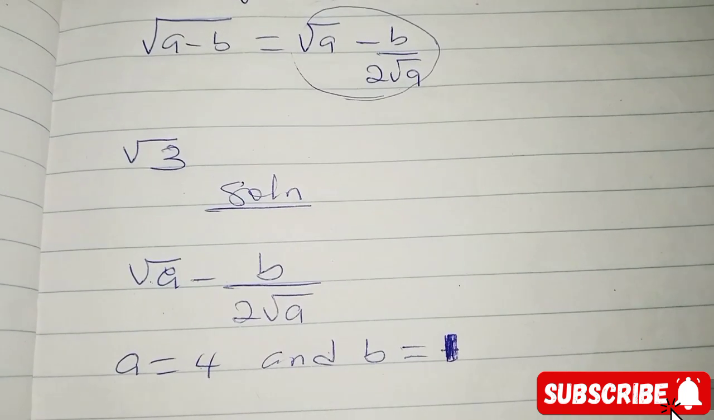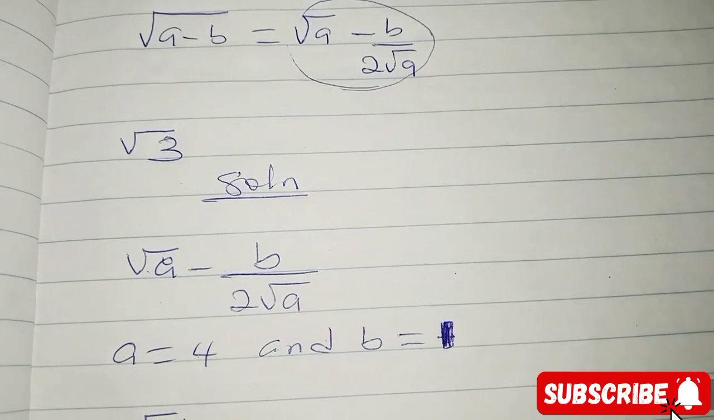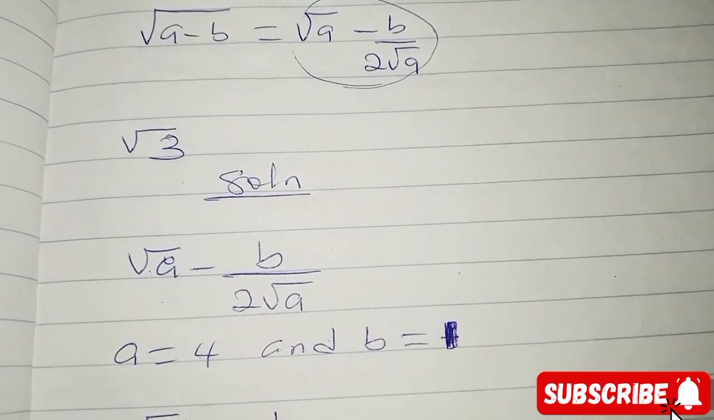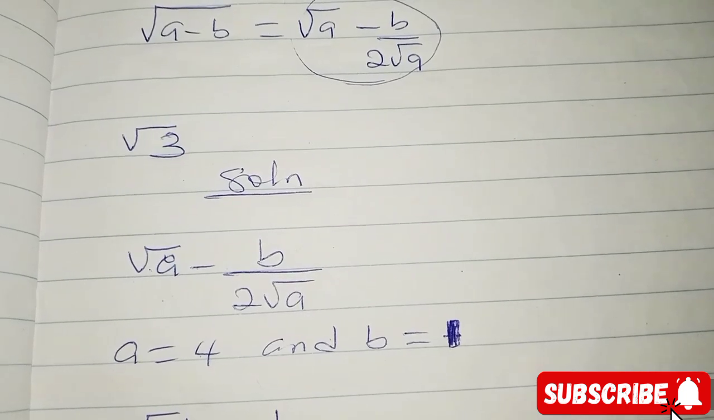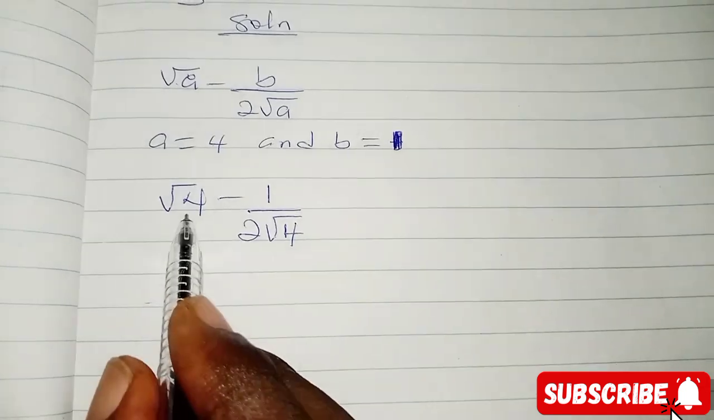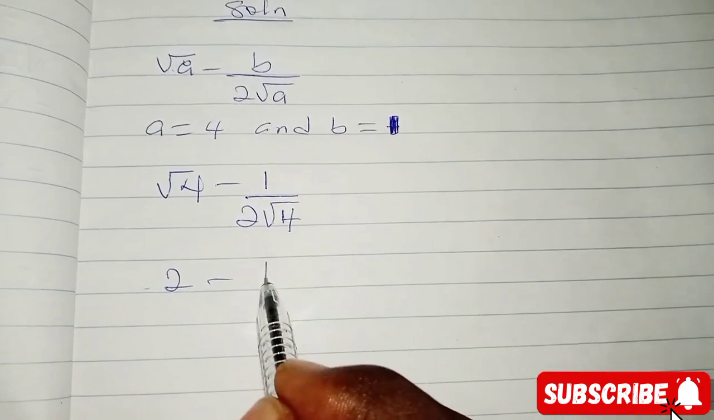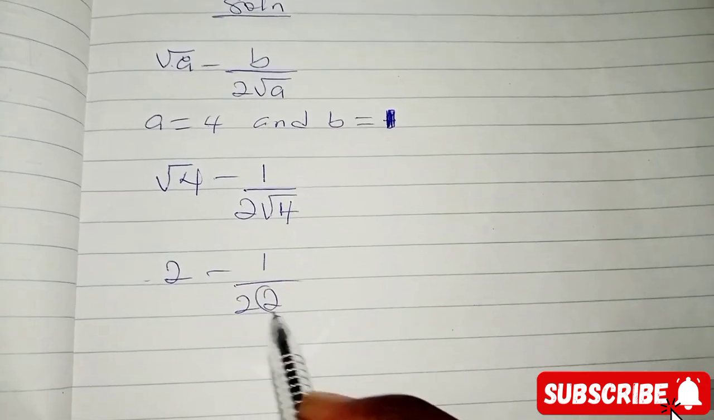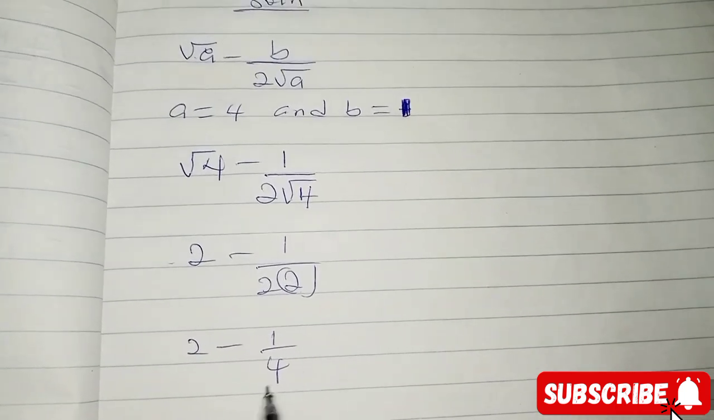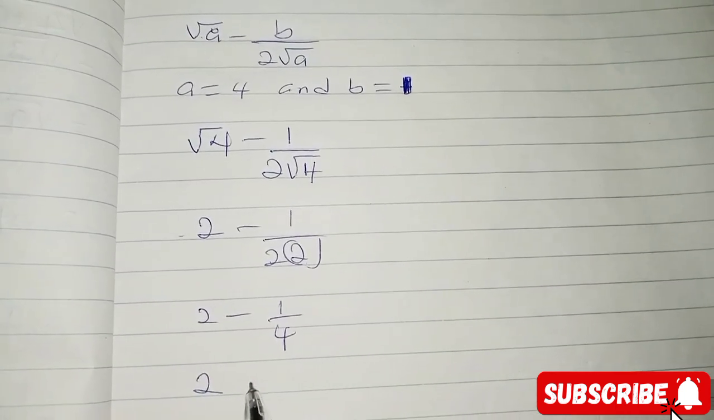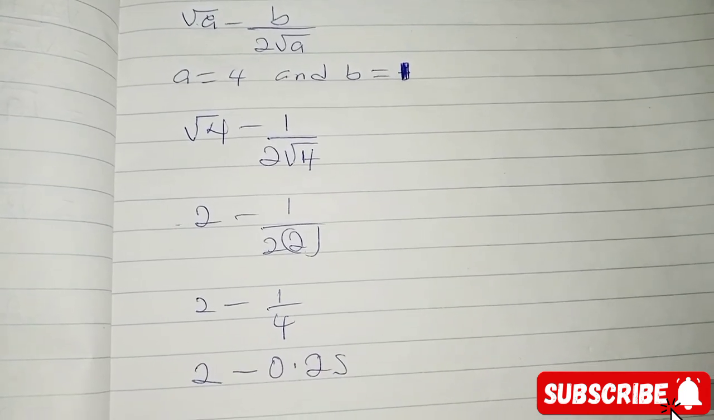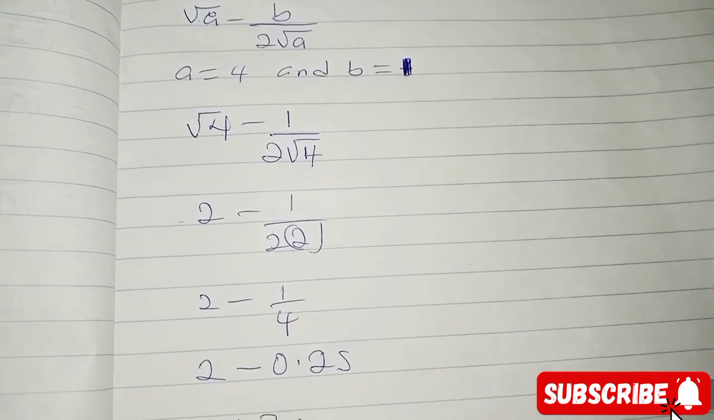This will now give us the square root of 4 minus 1 over 2 bracket 1. So A, which is 4. At the end of the day, you have the square root of 4 is 2, minus 1 over 2 times 2, which is 4. This will now give us 2 minus 0.25, which will give us 1.75.